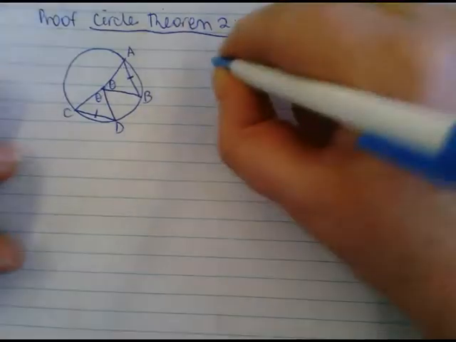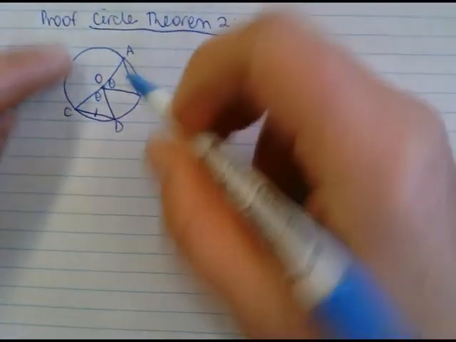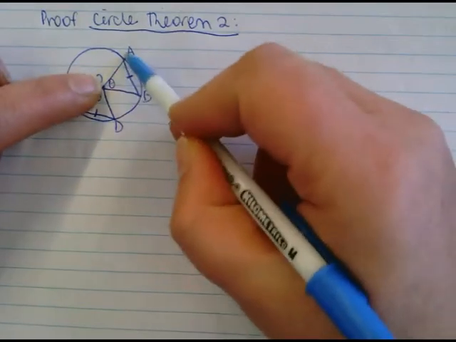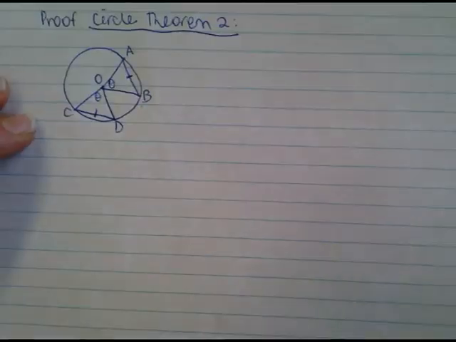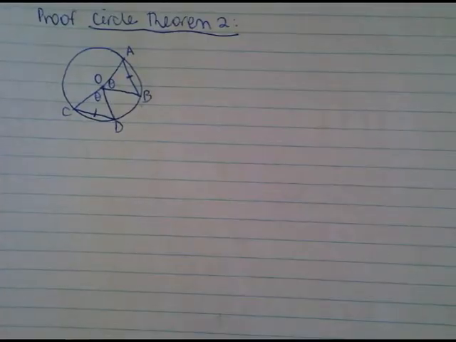Theorem 2 is equal chords cut off equal angles, or subtend equal angles, at the center of the circle. Let's start with my center of circle O. I'm calling this chord AB and chord CD. I know that the chords are equal in length. So I'm trying to prove that equal chords subtend equal angles at the center.